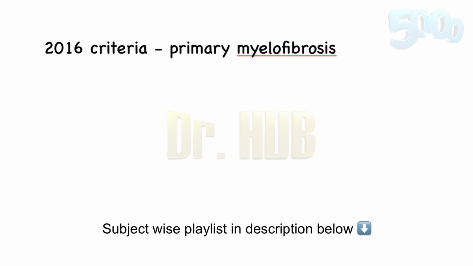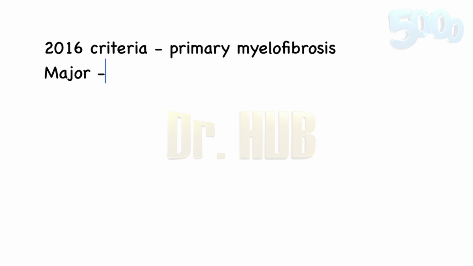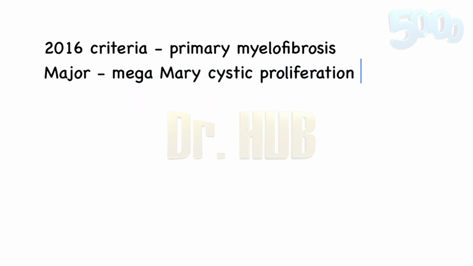Let's look at the 2016 criteria, and this is for primary myelofibrosis. As per this criteria, there are two criteria, major and minor. Major involves the presence of megakaryocytic proliferation and atypia, and it is accompanied by either reticulin or collagen fibrosis grades 2 and 3.